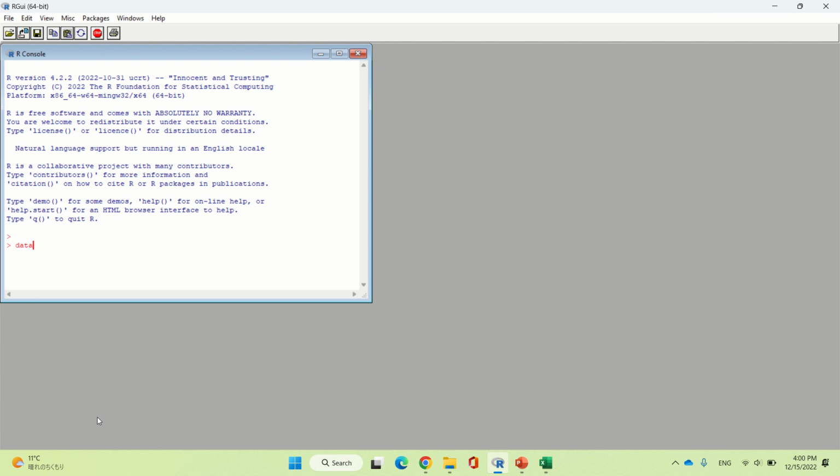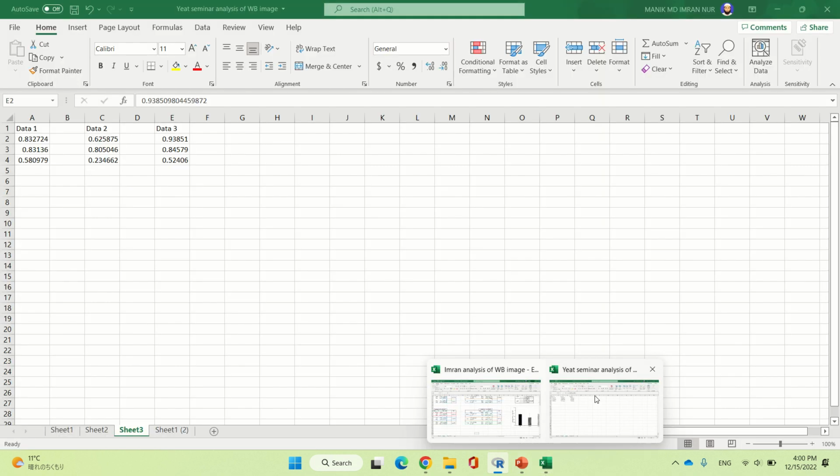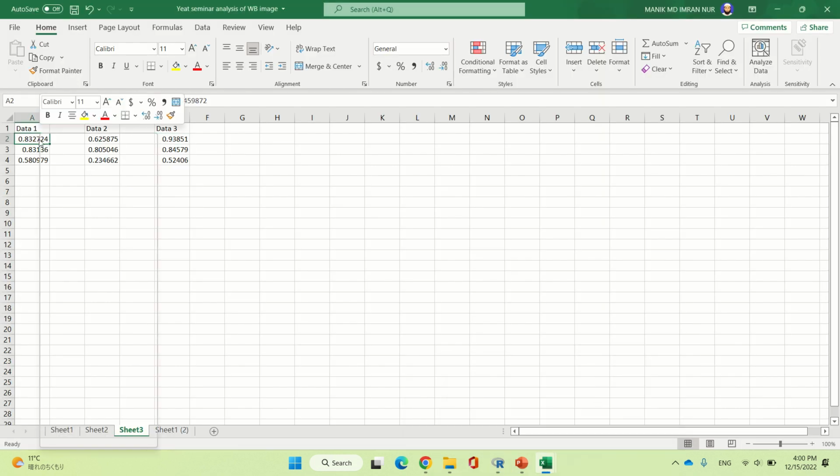Data one, then space. Then the arrow, this arrow, and then the hyphen. Then space, C, and a bracket. Then the data points of data 1, 2, 3. 1, comma 2, comma 3.